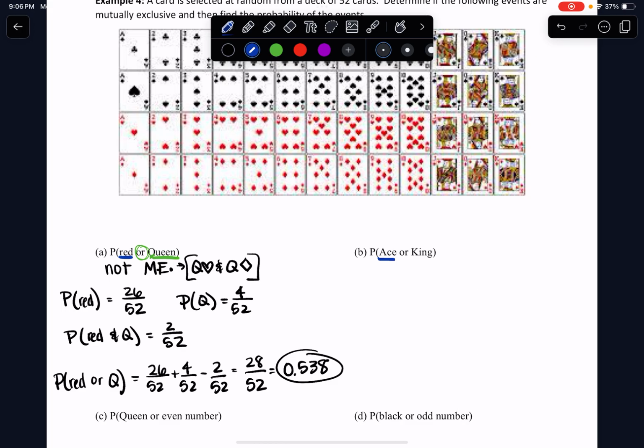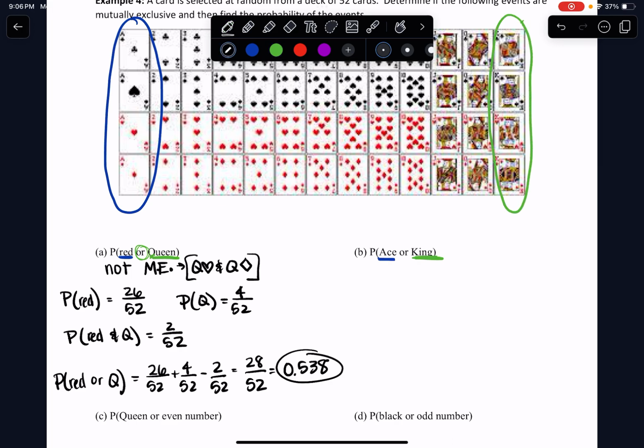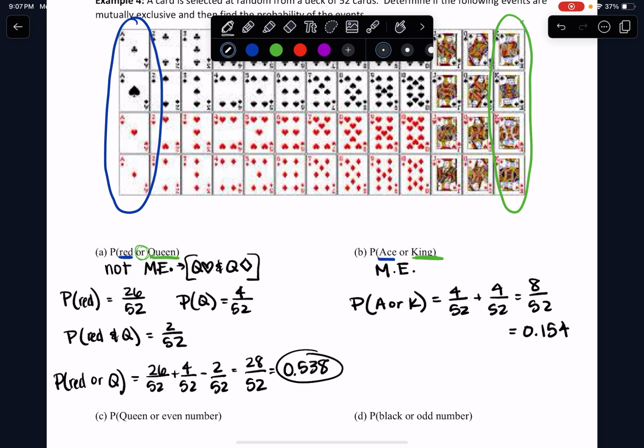So B, the probability of an ace, there's 4 aces, or the probability of a king, there's 4 kings. There is no overlap in those. So these are mutually exclusive. So the probability of an ace or a king is those separate probabilities added together. 4 out of 52 plus 4 out of 52, which equals 8 out of 52, 0.154. And by the way, if you think I'm pulling all of these decimals out of my head, I'm 100% not. Use a calculator. Don't try and do that division in your head.